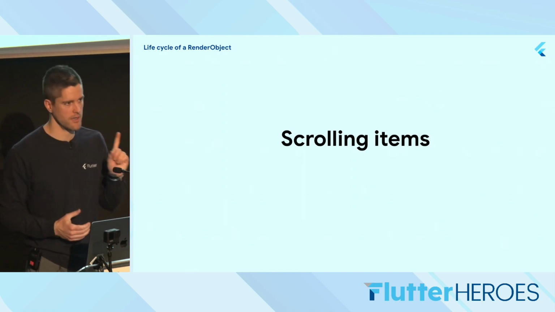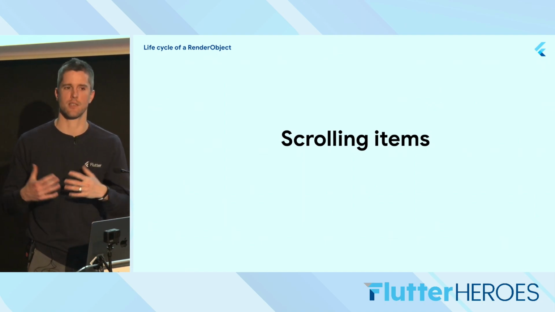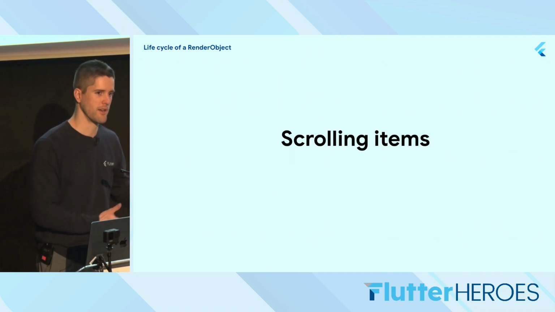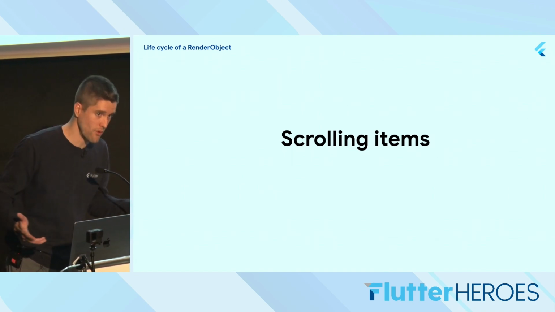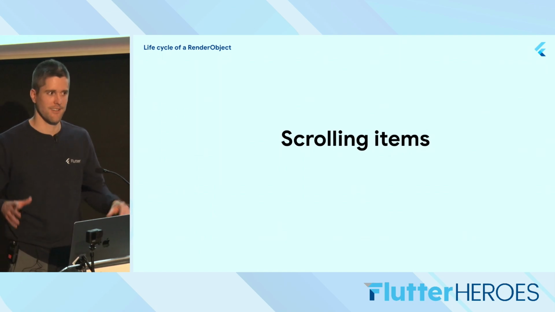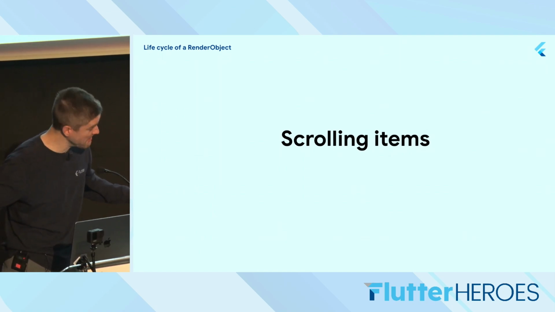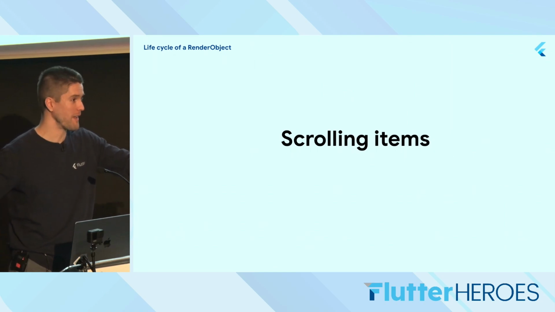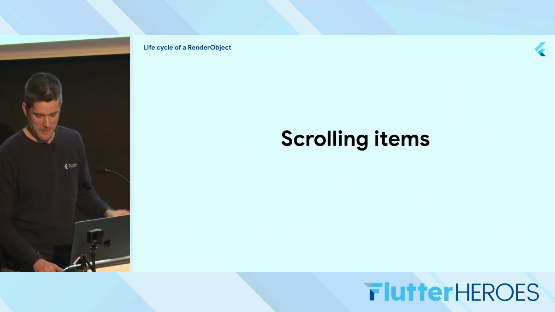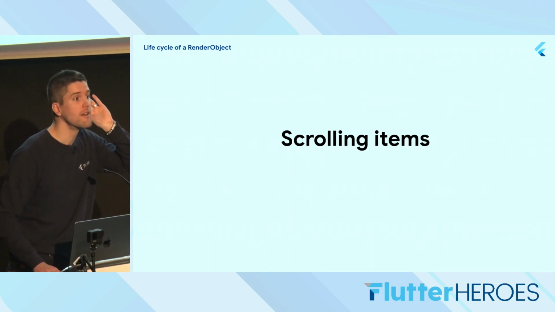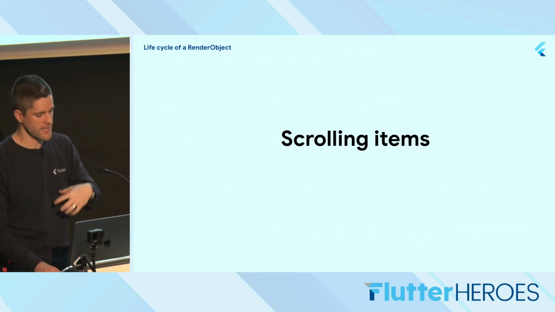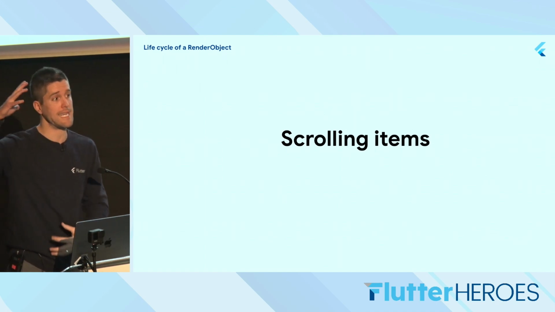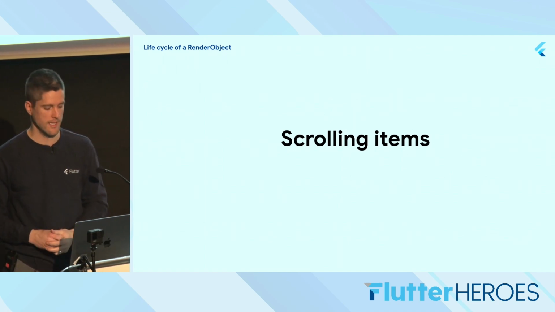But there are even gotchas here because there's a scenario that can undermine the repaint boundary's usefulness even in the scrolling items scenario. I'm going to try again. Any guesses? Oh, wait. Someone actually did say something. What was that? I can't hear you. I'm sorry. Shrink wrap. Oh, shrink wrap. That's a great guess. It doesn't relate to this one too much. That basically removes the laziness of a list view.